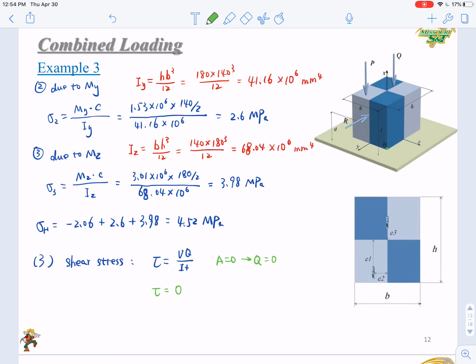Then how about if H is not on this corner, if H is right here? You should know how to calculate the shear stress at this point H. You just cut it through the point and get the area, a local centroid, global centroid, determine a d, etc. Then do the calculations. Okay?